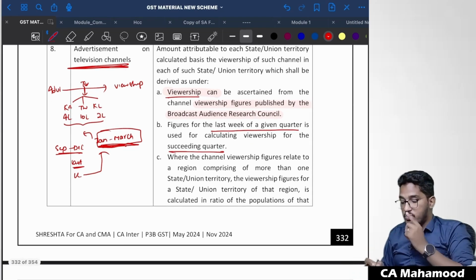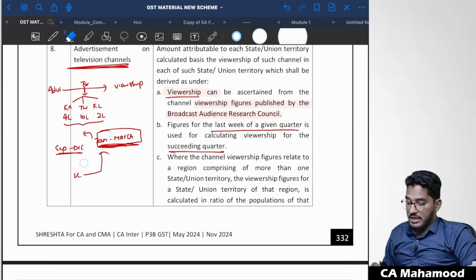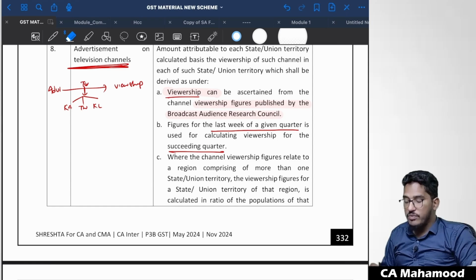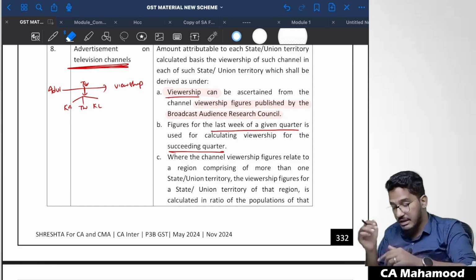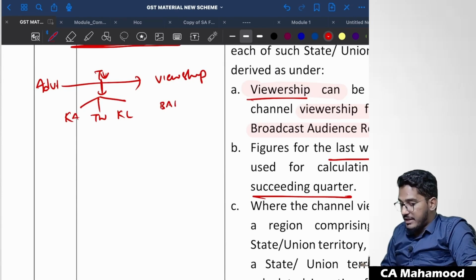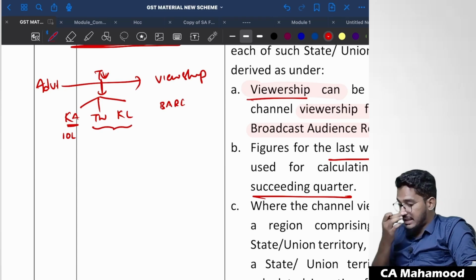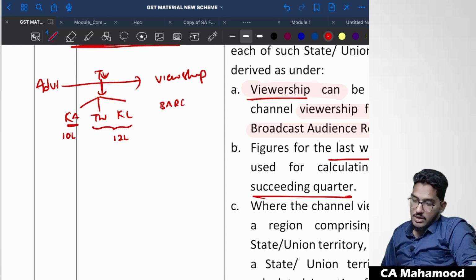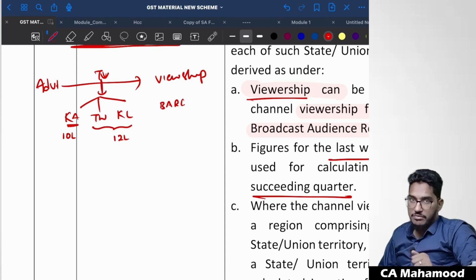Next one. Sometimes what will happen is BARC might maintain combined viewership data for two states. For example, take this scenario. BARC is maintaining viewership data. They have separate viewership data for Karnataka. They told that for Karnataka we have 10 lakh viewers. They are not maintaining separate viewership data for Tamil Nadu and Kerala. They are maintaining collective viewership data. So for Tamil Nadu and Kerala put together, they have 12 lakh viewership. For both the states put together, they are having collective viewership.